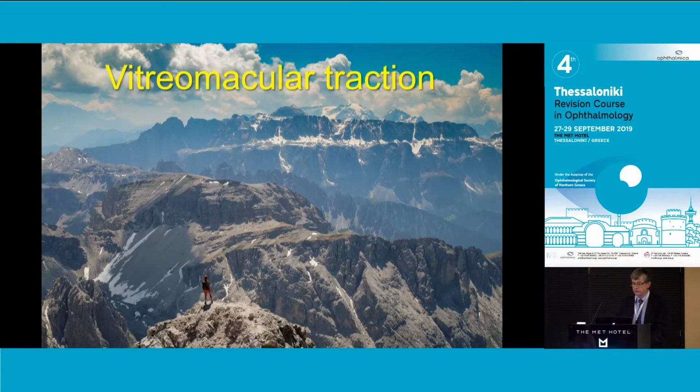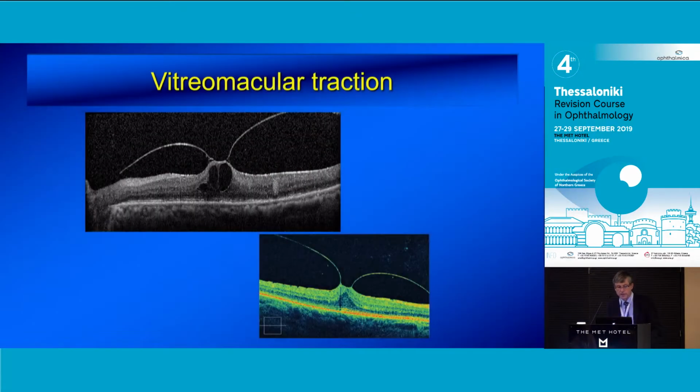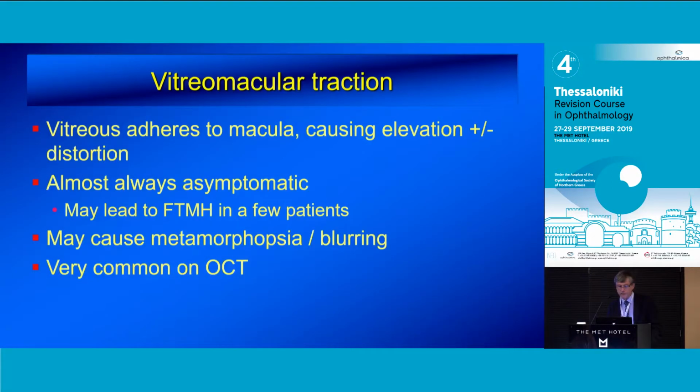Finally, just very briefly, vitreomacular traction. Again, OCT has allowed us to diagnose this in many, many more patients. Again, as with epiretinal membrane, the vast majority of people with vitreomacular traction are asymptomatic, and they do not need treatment. A very few patients, it will progress to a full-thickness macular hole, in which case we can treat that with a 96.5% success rate. So there's no point in treating all the vitreomacular traction in order to prevent a few macular holes. It's better to treat the macular hole if it occurs.